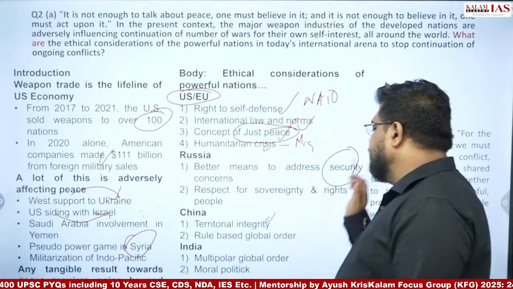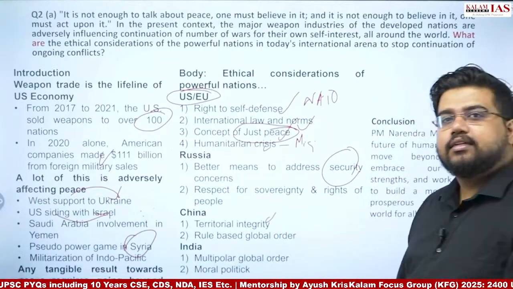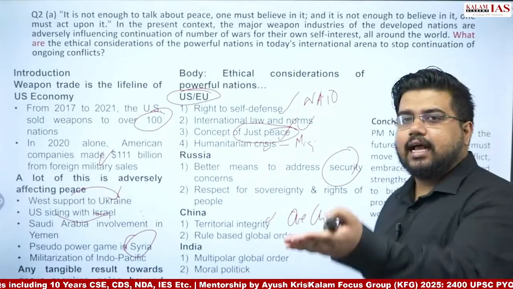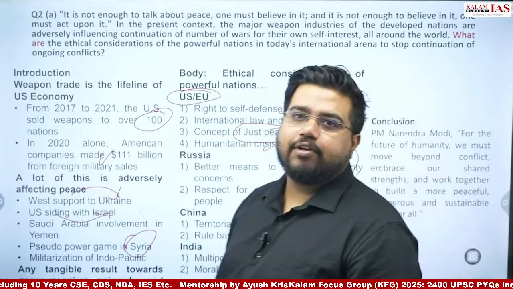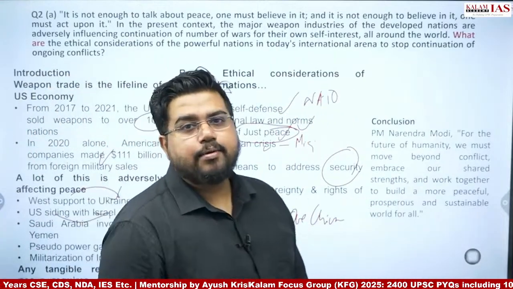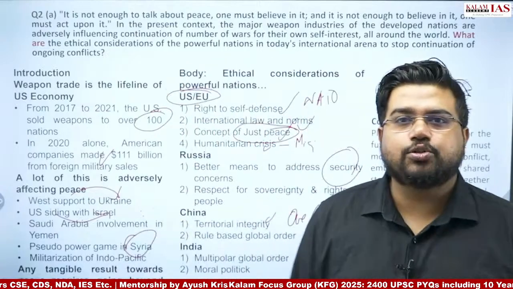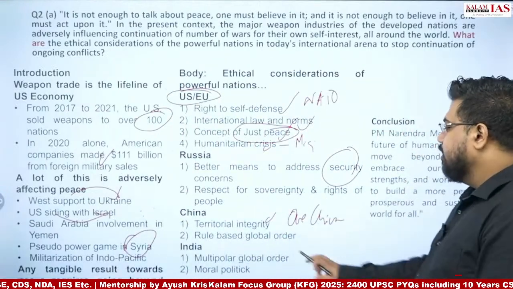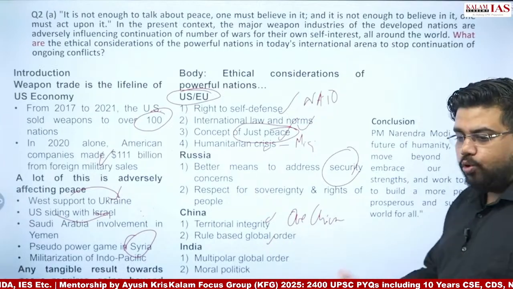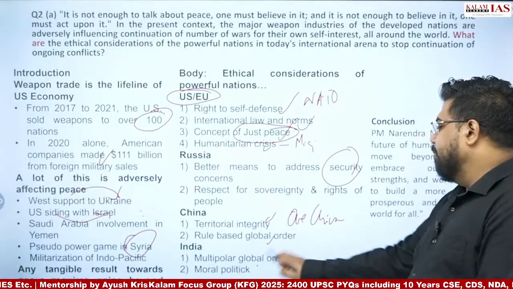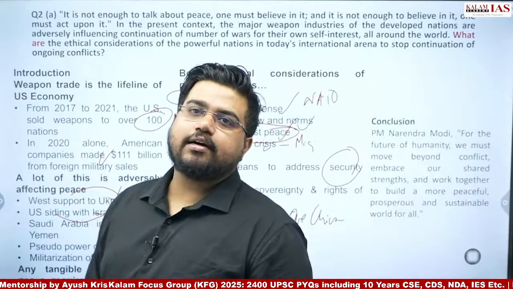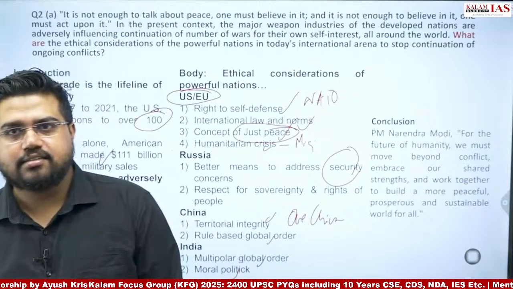China: territorial integrity, an uncompromisable aspect, the One China principle. Even today there have been some claims against Taiwan, when India offered Taiwan to open its office in Mumbai or so. That has been leading again to conflict between India and China. Rule-based global order: when we speak of India, India is playing the role of negotiator. So a multipolar global order, moral politics, these are the ideas, the ethical considerations before India.